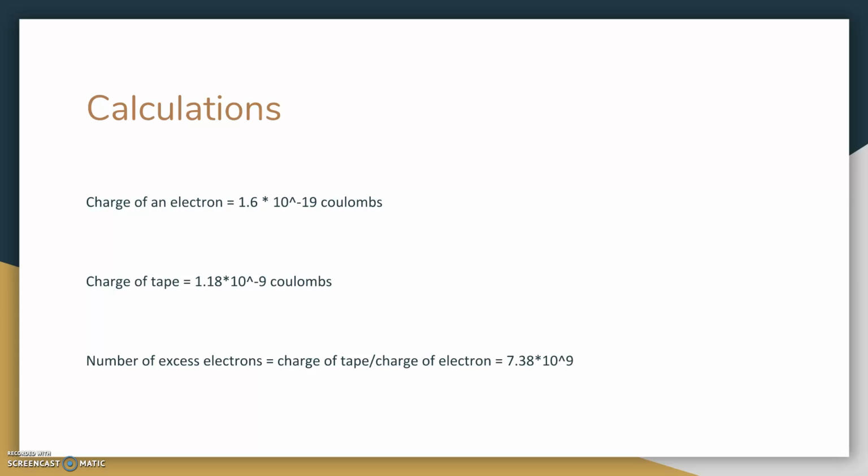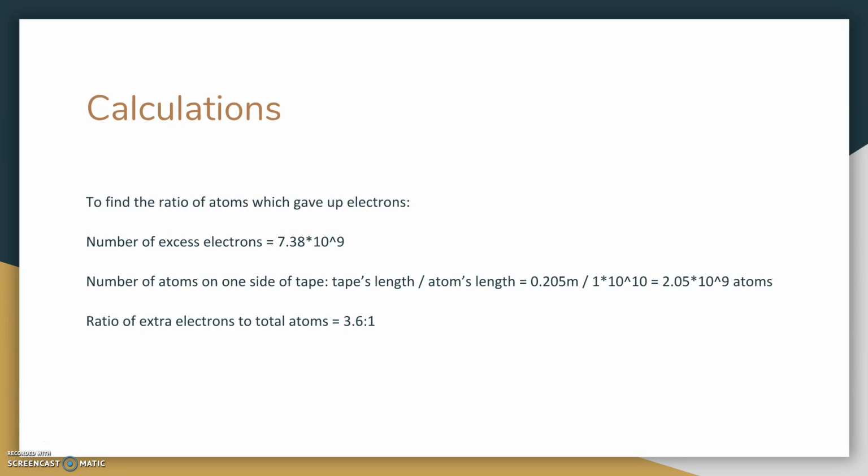Then I was able to use the charge of an electron and the charge of the tape to find the number of excess electrons on the tape, which I found to be 7.38 times 10 to the 9th. And then to find the ratio of atoms which gave up electrons, I needed to know the number of excess electrons, which I found on the last slide, and then I needed to find the number of atoms on one side of the tape, which I found using the tape's length divided by an atom's length, to be 2.05 times 10 to the 9th atoms.